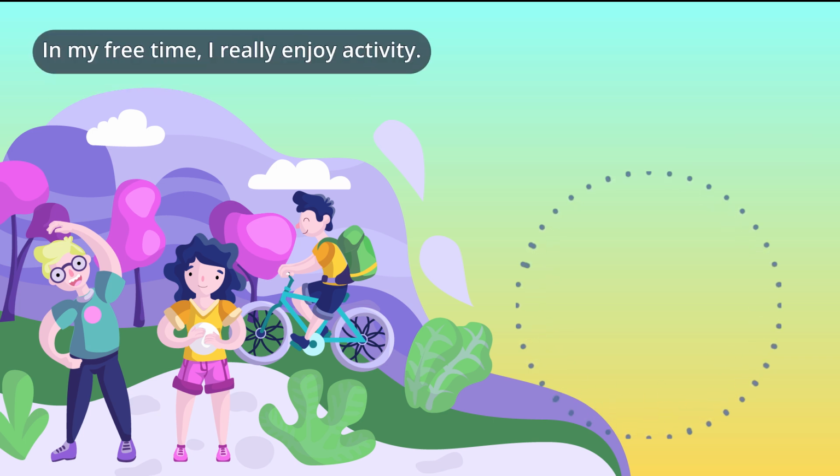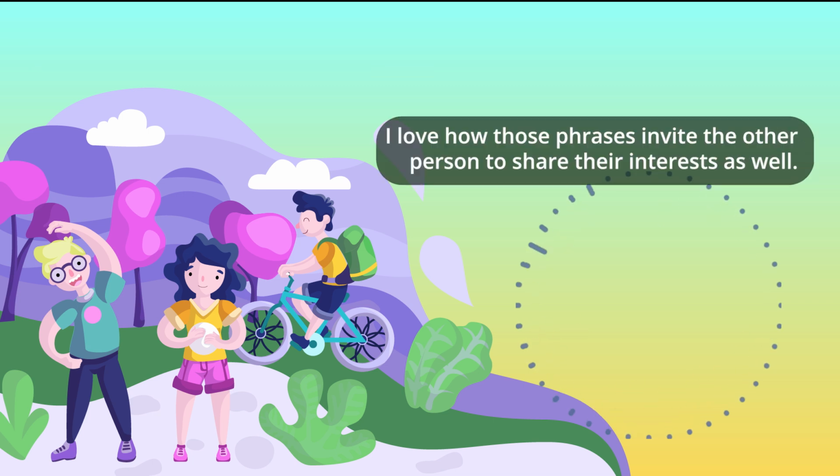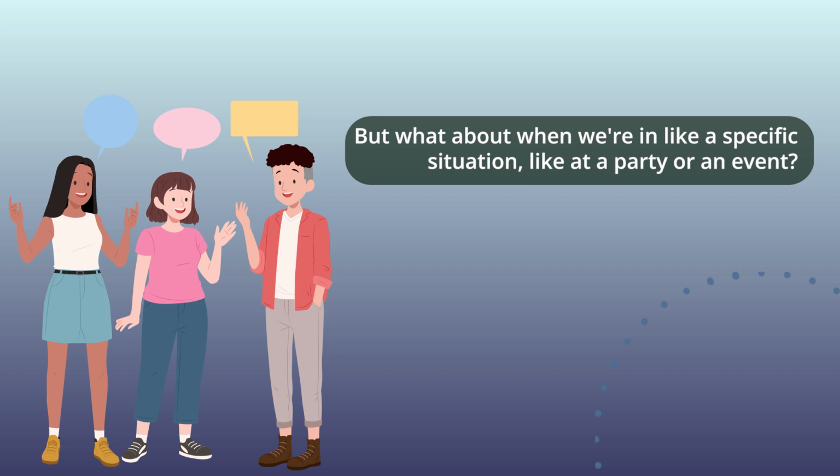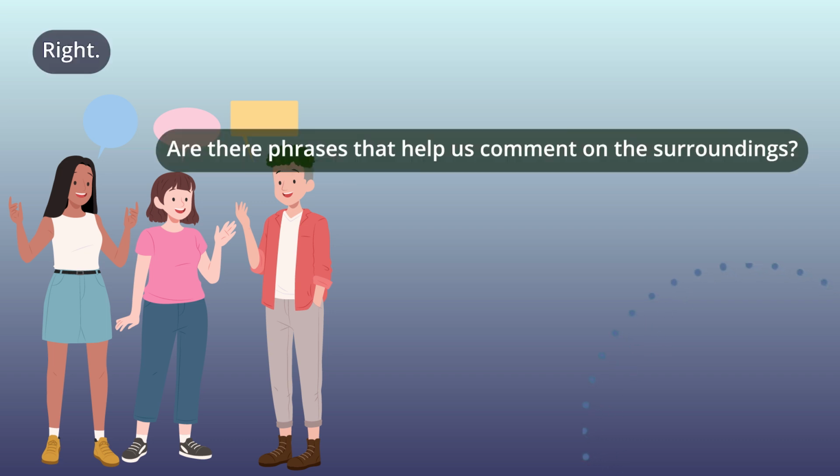"In my free time, I really enjoy activity." Or, "One of my passions is hobby." Okay, I love how those phrases invite the other person to share their interests as well. Yes. But what about when we're in a specific situation, like at a party or an event? Right. Are there phrases that help us comment on the surroundings?